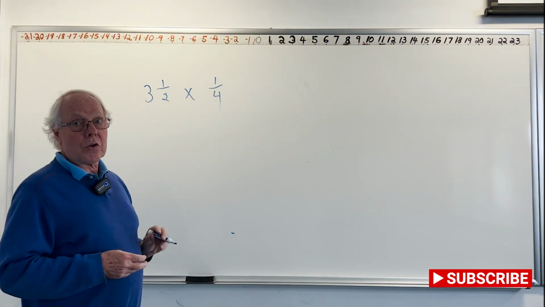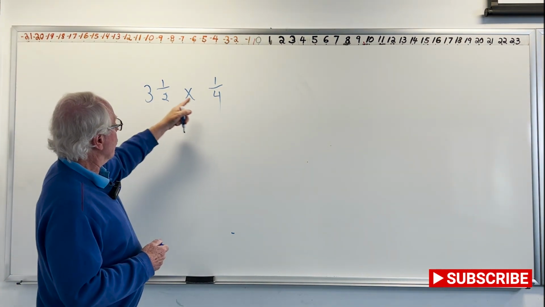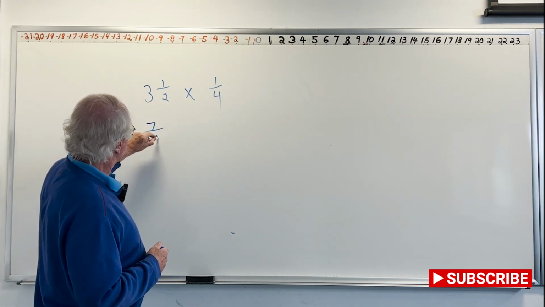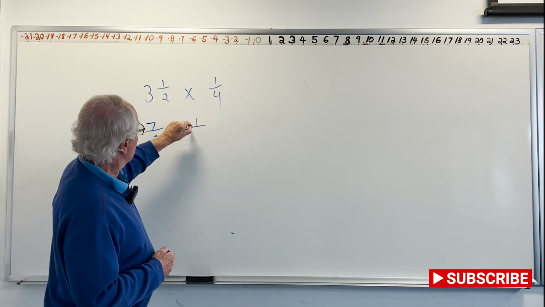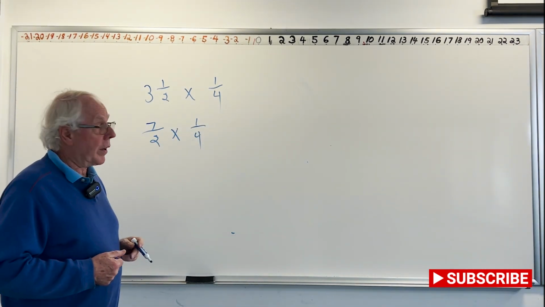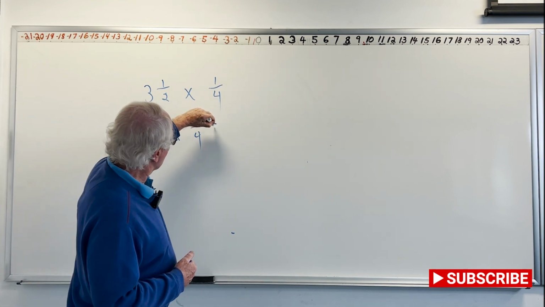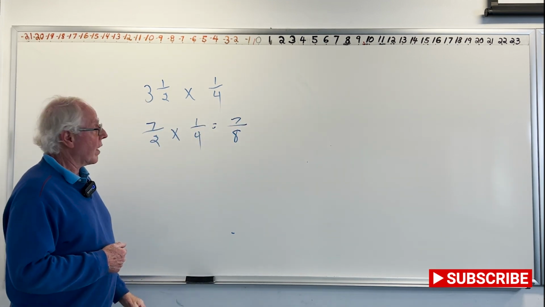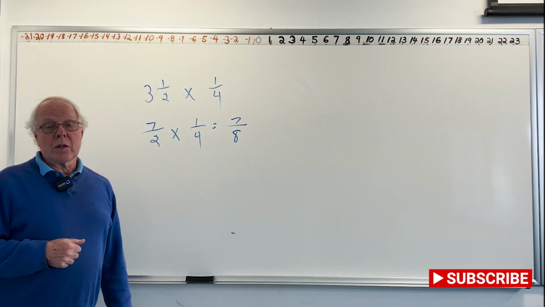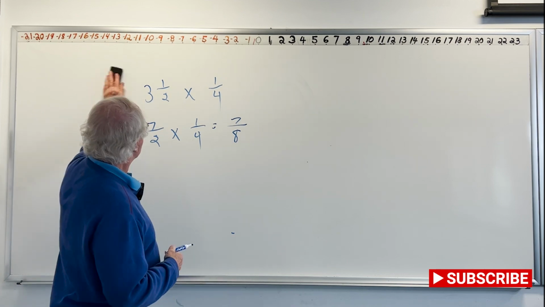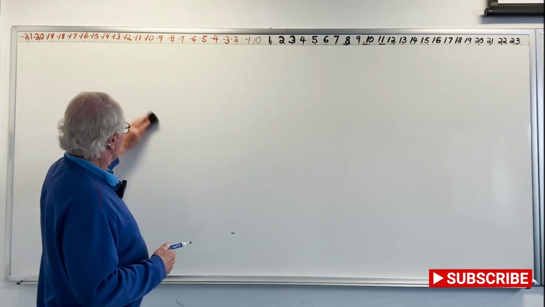So let's change this first to an improper fraction so that they look better. 3 times 2 is 6, plus 1 is 7. 7/2 times 1/4. No canceling we can do here, so we're just going to multiply. 7 times 1 is 7. 2 times 4 is 8. It's not even an improper fraction, so we're all done. Okay? We're going pretty fast, so let's do another one.